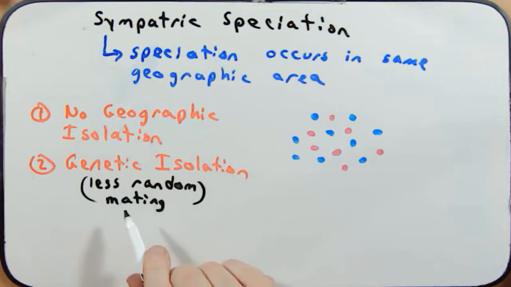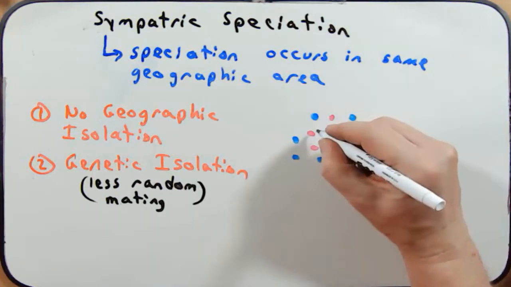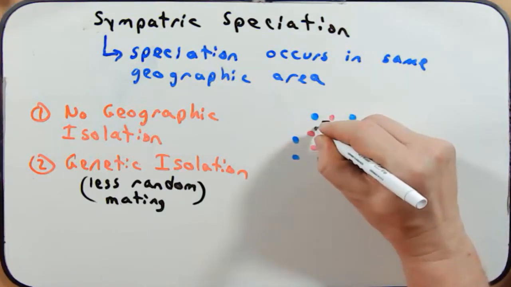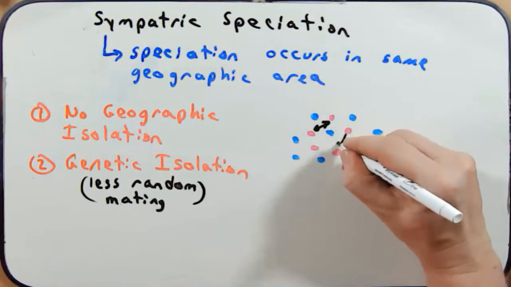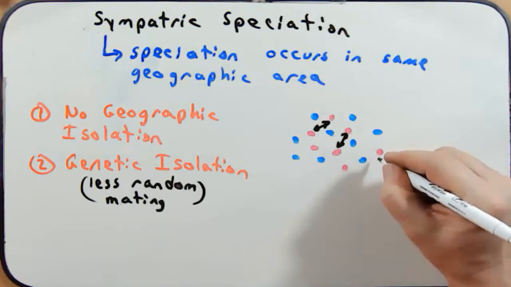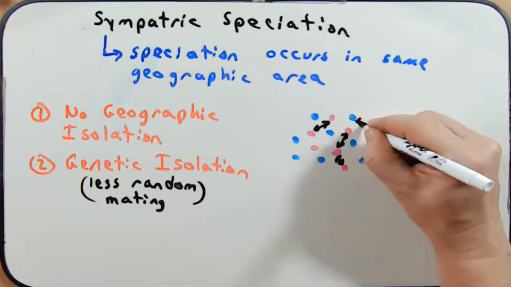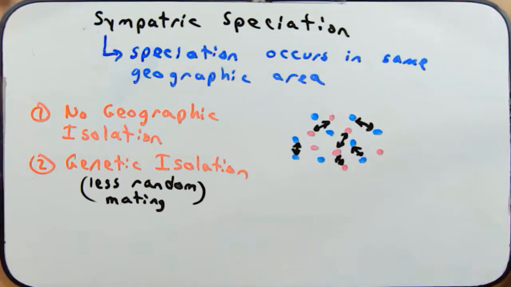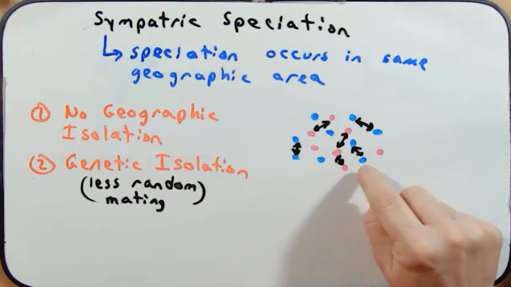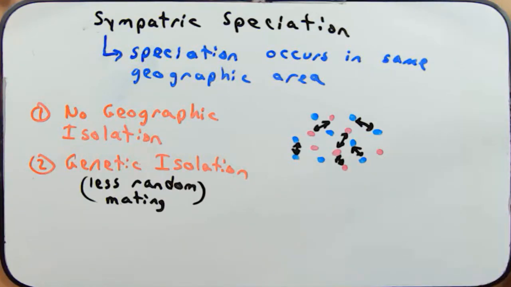So what I mean by this with less random mating is now, for instance, maybe pink individuals are more likely to mate with each other than pink with blue individuals. And same thing with blue and blue individuals. So it's not random anymore. And this is a way to get genetic isolation, right? You're still within the same population, but if similar types of the same species only mate with similar types, then you are isolating that genetic material within those similar types.